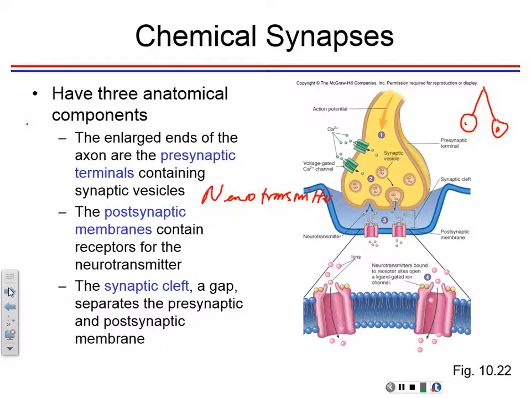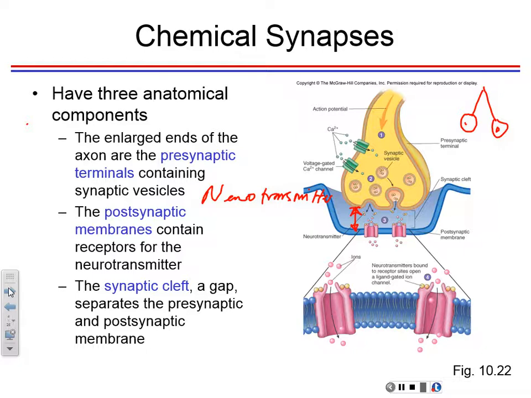Yeah, that's where the receptors are. In the case we talked about, we said sodium ligand-gated channels. Okay, all right. So whatever the neurotransmitter is, there will be receptors for it on that motor end plate. All right, and we said the physical gap between the two is the synaptic cleft, right?